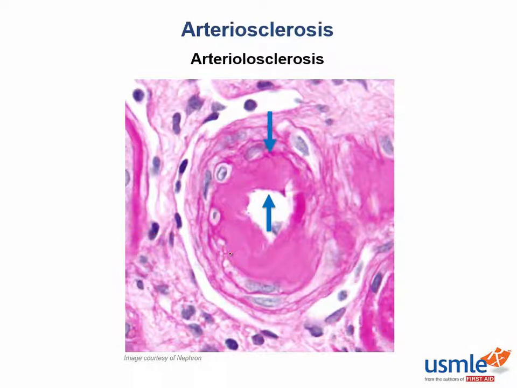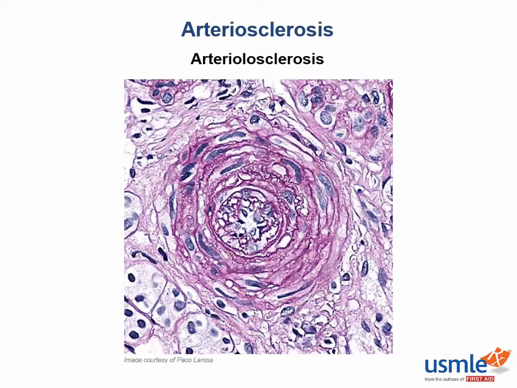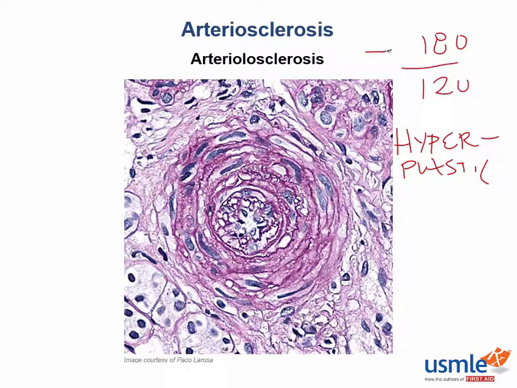Now the other type that we need to discuss is hyperplastic arteriolosclerosis. This is seen in settings of severe hypertension. People that are hanging around 180 systolic and 120 diastolic pressures is what we're talking about when we say severe hypertension. Now why does this happen? Why does it look like this?